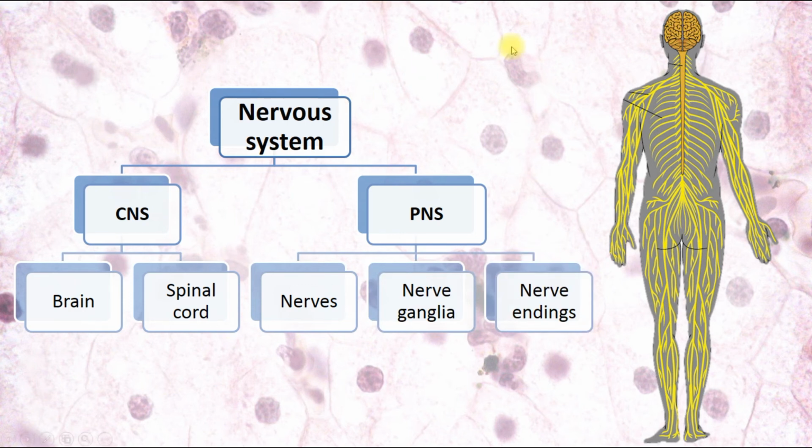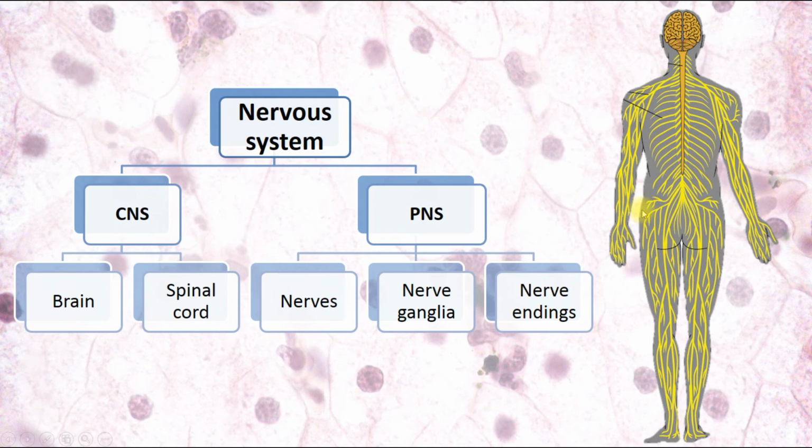So the CNS includes the brain and spinal cord, and together they provide regulation of different internal organs and different parts of our body. They provide this regulation via the peripheral nervous system, via nerves, nerve ganglia, and nerve endings, which end in different parts of our body and send impulses to different structures. They also receive impulses which are carried via nerves to the central nervous system. So the peripheral nervous system provides communication between the central nervous system and different parts of our body.